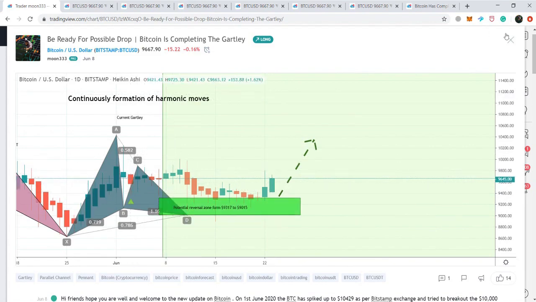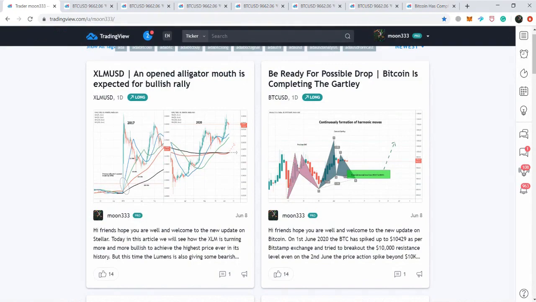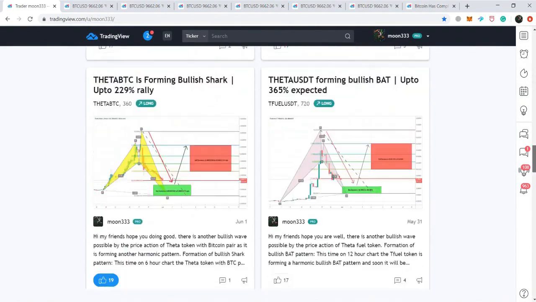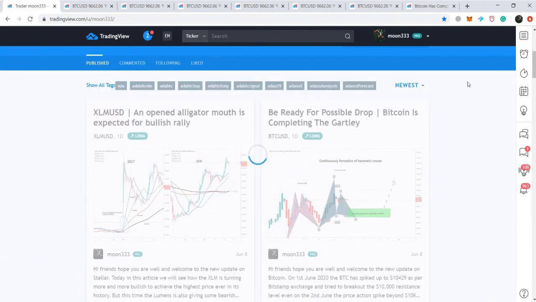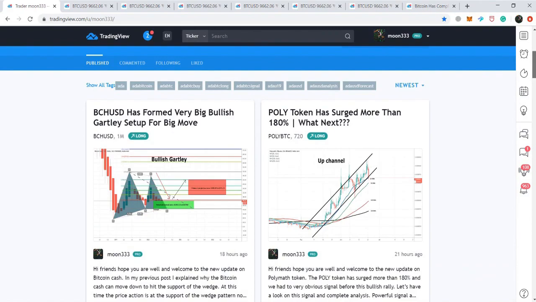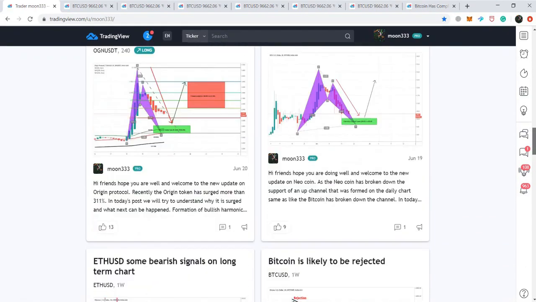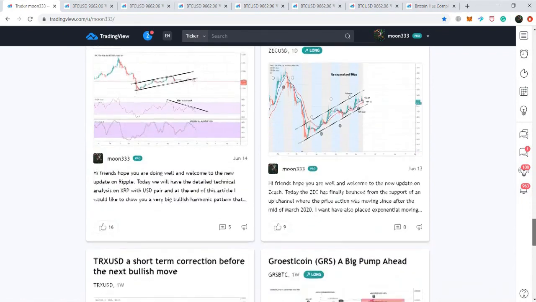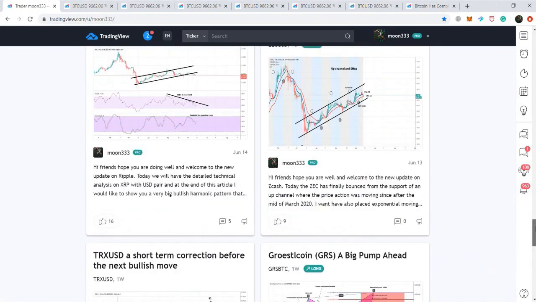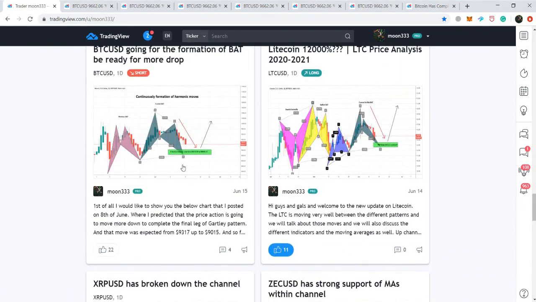For example, I have also published another chart after this one, and in that chart I revealed that this was in fact the Bat pattern, and the price action took a bullish divergence from the Bat pattern that was starting from the 0.786 to 0.886 Fibonacci retracement level, and this was that Bat pattern.